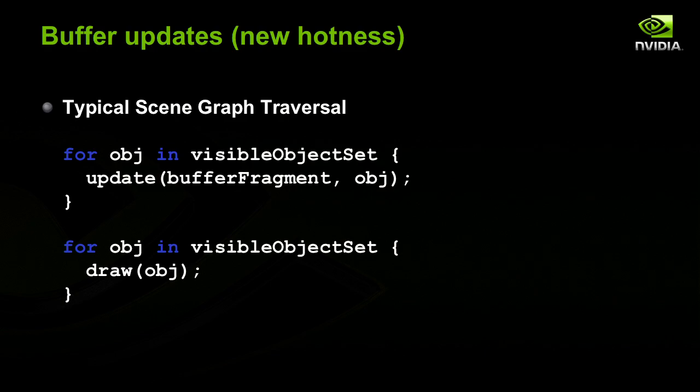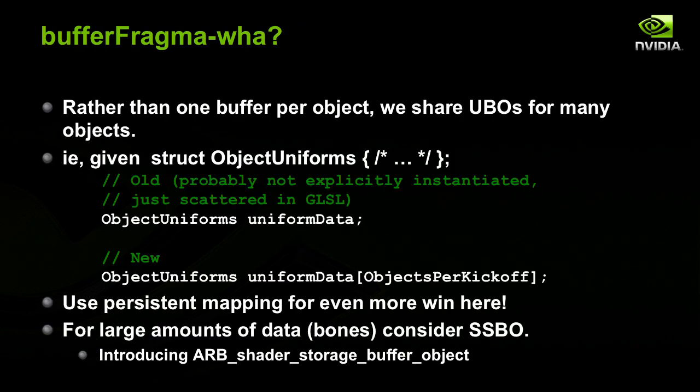And the problem with that is that then you're doing UBO binds and validation. But if you split it into two phases, and you say, oh, I'll update a little buffer fragment, and I'll do that for every object, and then I'll do all of my drawing. Now we don't have UBO updates or UBO binding between draw calls. That's great. So I sort of dumped in this concept, buffer fragments, and maybe you're going, I don't know what the hell that is, man.